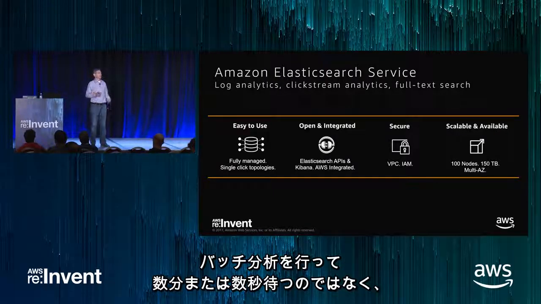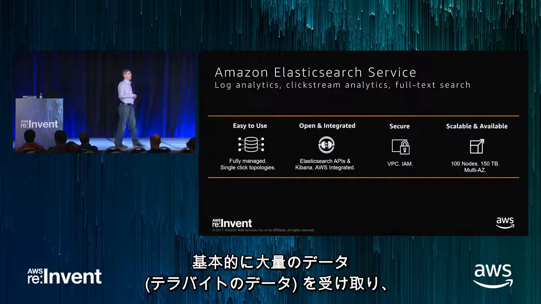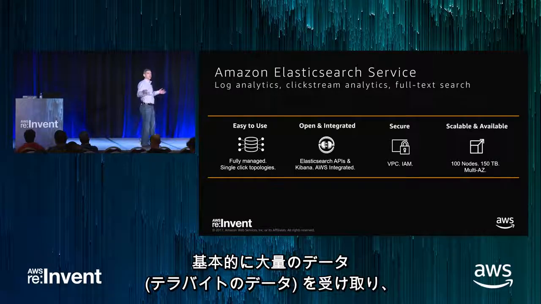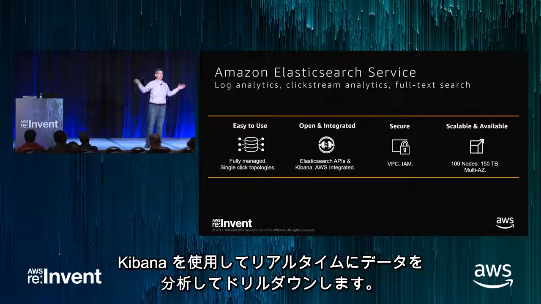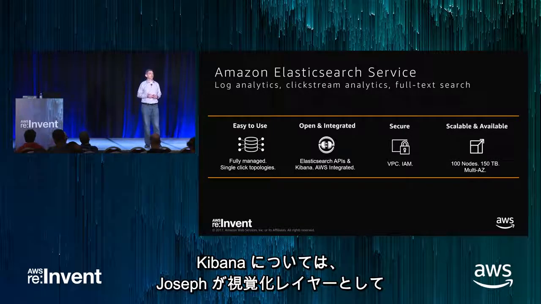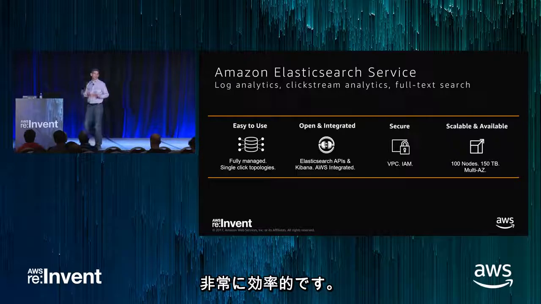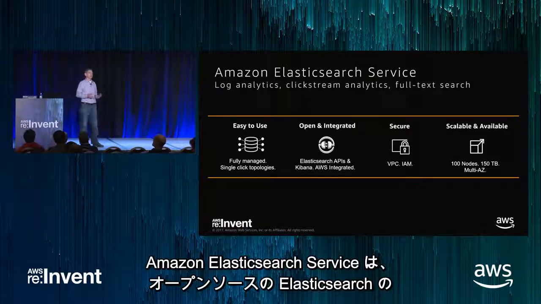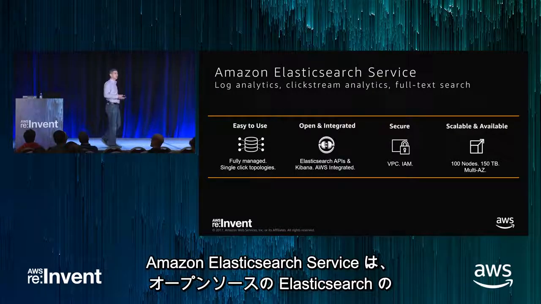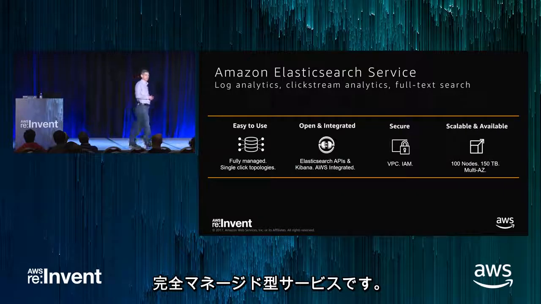So as opposed to doing batch analytics and waiting for a few minutes or for a few seconds, you can basically take a huge amount of data, terabytes of data, use Kibana, which is the visualization layer that Joseph showed you, and analyze and drill down into your data basically in real time. So very, very productive. Amazon Elasticsearch Service is our fully managed service for open source Elasticsearch.